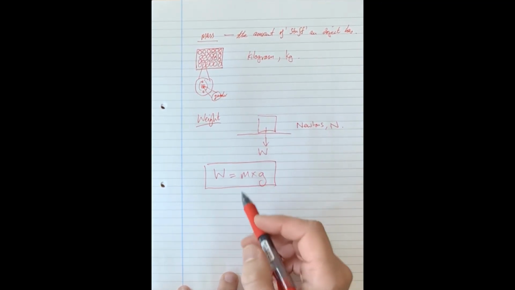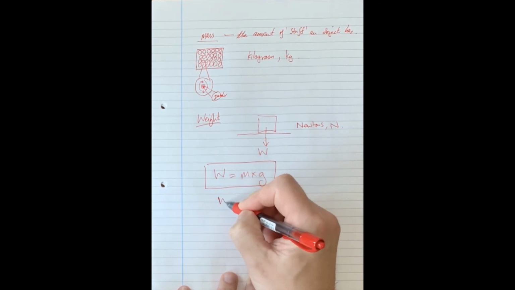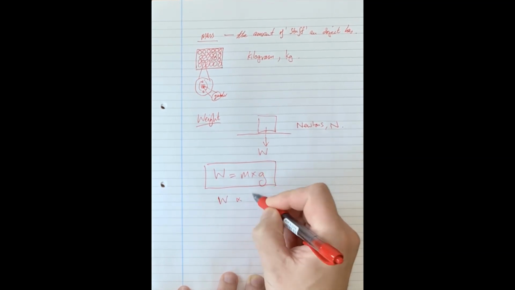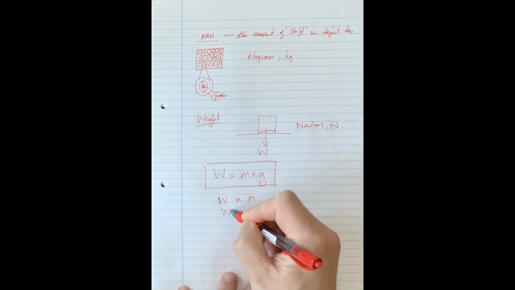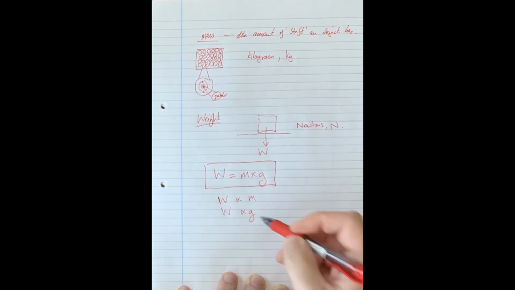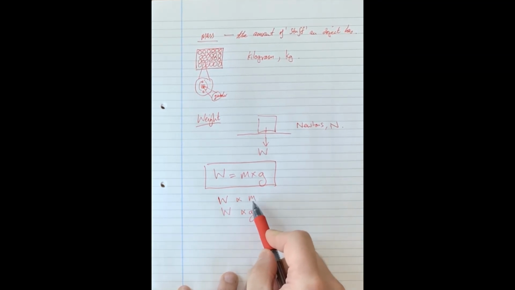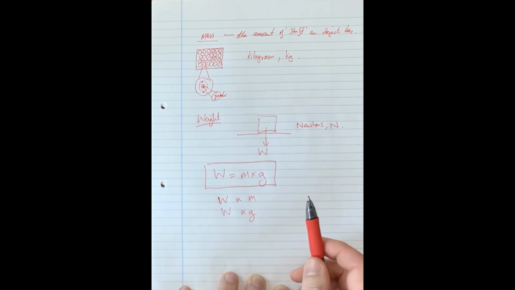And so from this you can easily see that the weight of an object is directly proportional to its mass, and the weight of an object is directly proportional to the gravitational field strength. So if there is more mass, it would weigh more, or if it was on a larger planet with a larger gravitational field strength, it would have more weight.